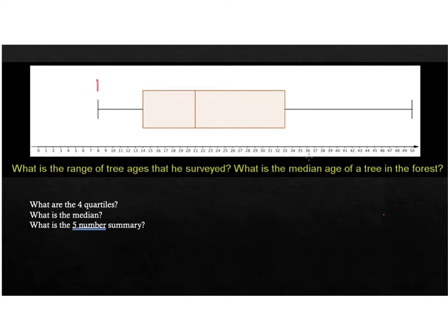If you look right here, it's called the lower extremity, or you'll see it as the minimum. If you look at it, it is at 8. So the minimum in the 5-number summary is 8. Then if you look right here, this is quartile 1. And this is standing right at the 14. We'll talk about what that means here in a second.